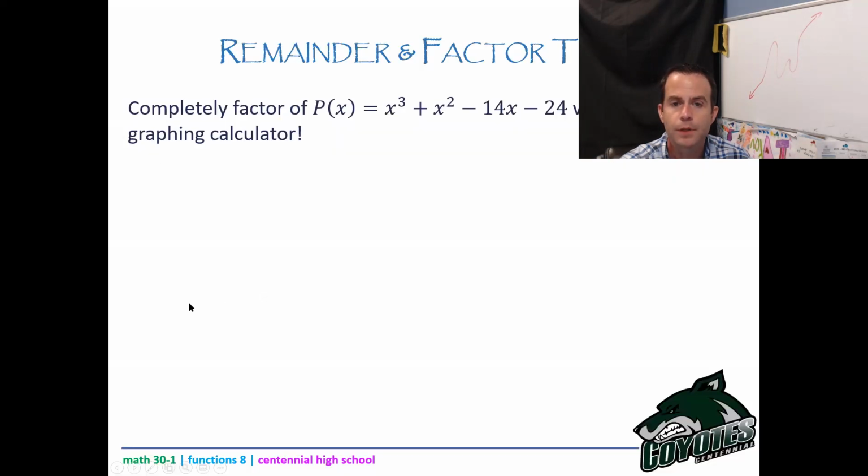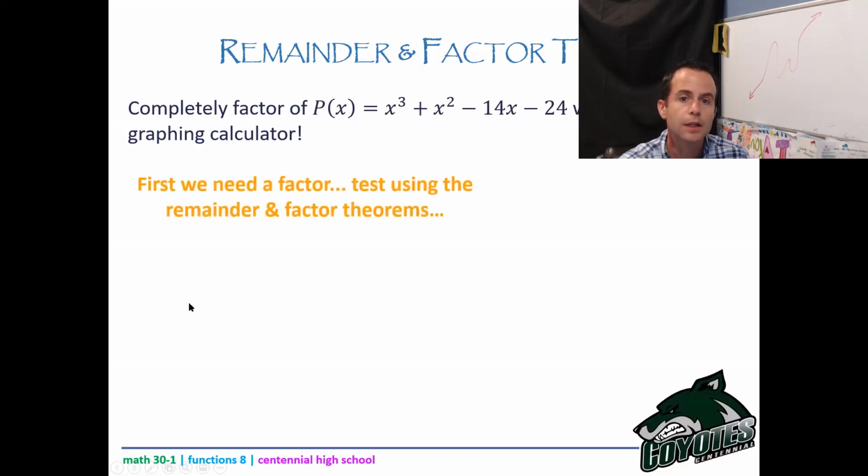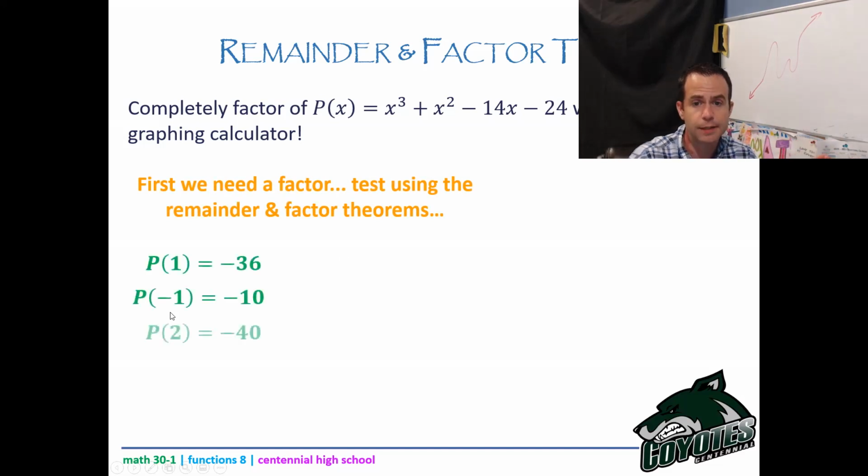Okay, so now, first we need to find a factor, test using the remainder and factor theorem. So that's just kind of what I did on my calculator with you. So P of 1 was negative 36, that's what we saw. P of negative 1 was negative 10, P of 2 was negative 40, P of negative 2 is 0. And right there we can stop. P of negative 2 is 0, I have now found a factor.